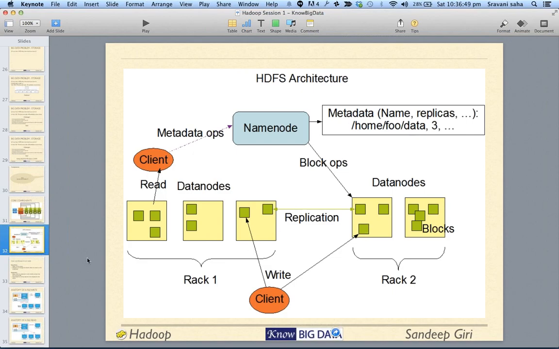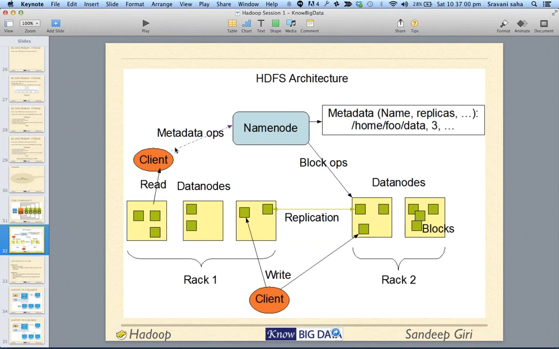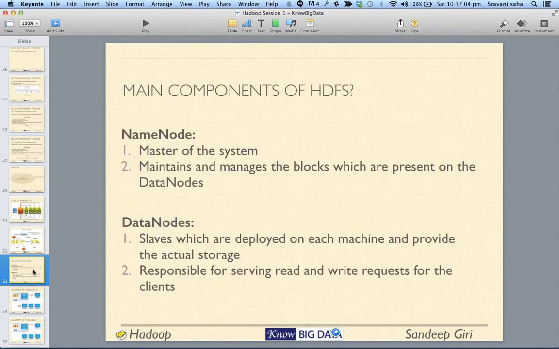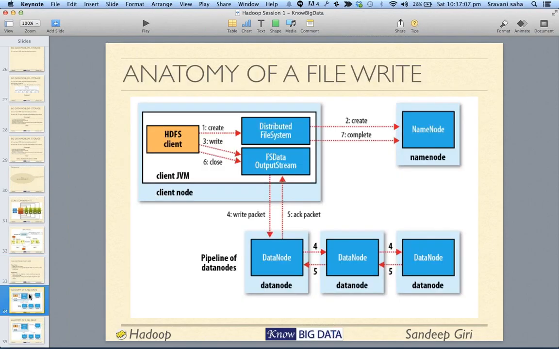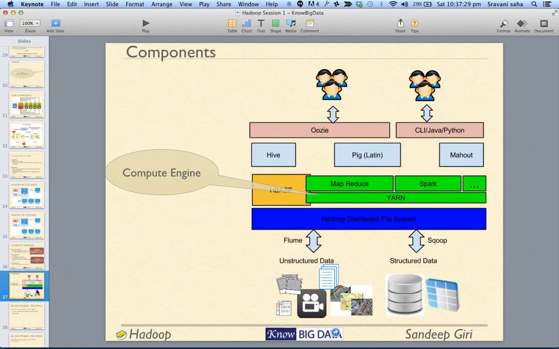Now, we were talking about HDFS in the first half of the session. And we talked about the name node, data node kind of architecture. This is the same diagram I had discussed, where the name node is maintaining the metadata, and the metadata is a list of files, the list of blocks of each file, and the list of data nodes for each block, file attributes, access times, etc. All right, these are the various kinds of metadata over there. All right, now moving on.